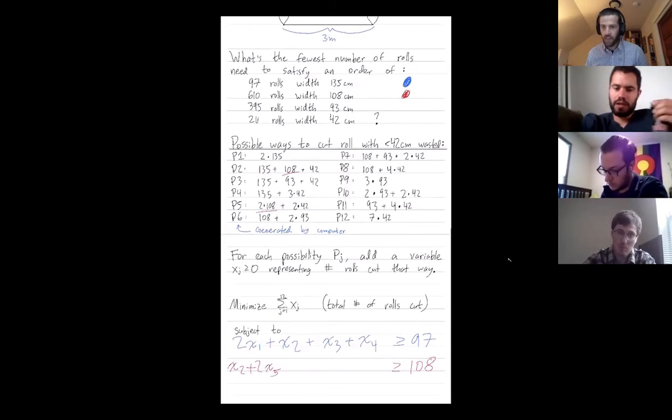Excuse me real quick. I think you meant to have 610 instead of the 108 on the right-hand side. Patrick, you saved me. Thanks.